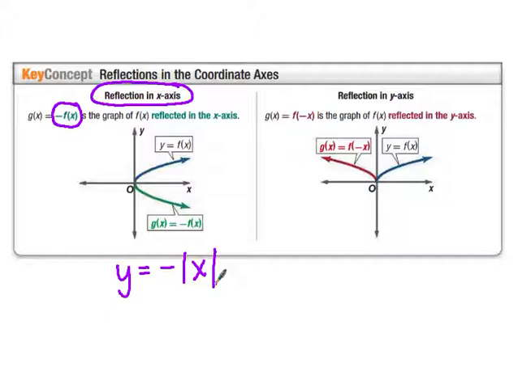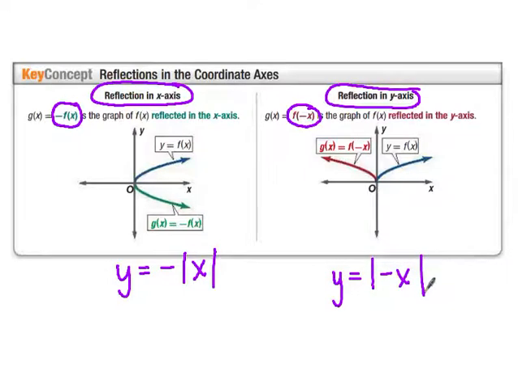Now the reflection in the y-axis, on the other hand, is a little different. You negate the x. So that's the difference between the two. When you think about that, it's kind of opposite. If you're reflected in the y, your x is going to be negative. If you're reflected in the x, the whole function, or in fact the y, is going to be negative.